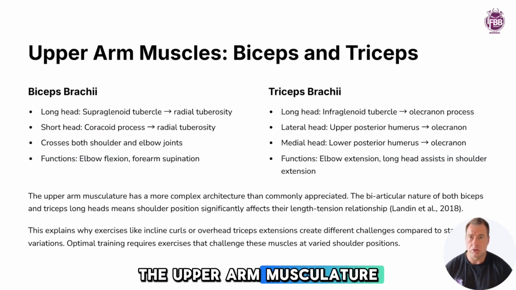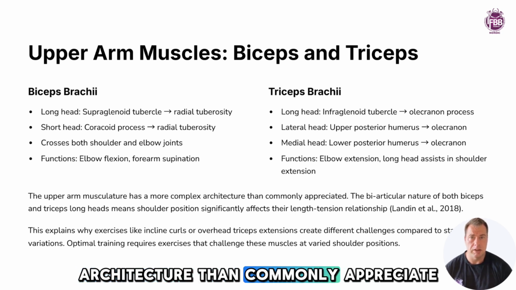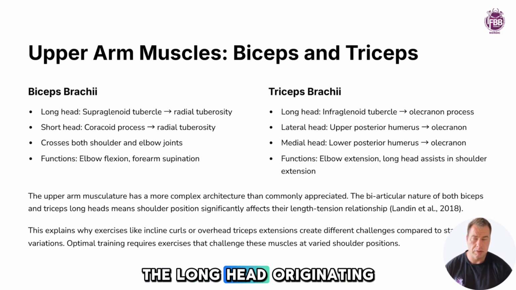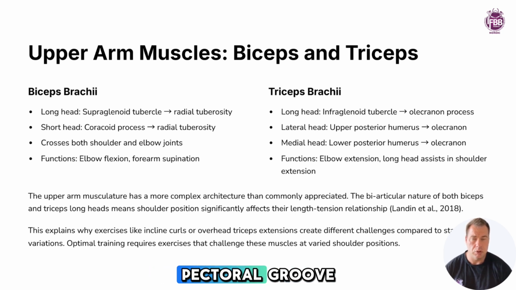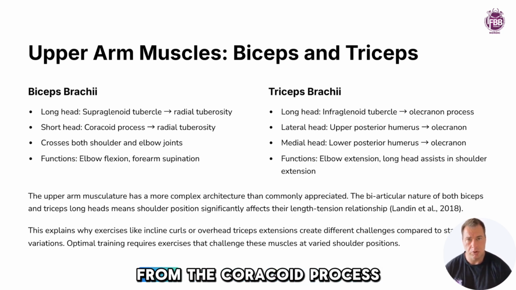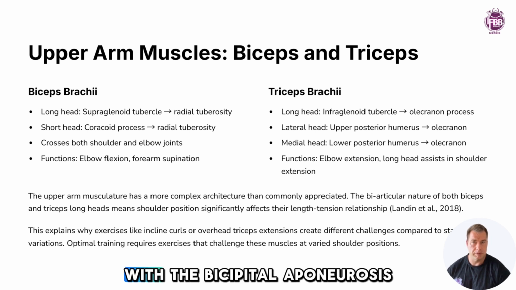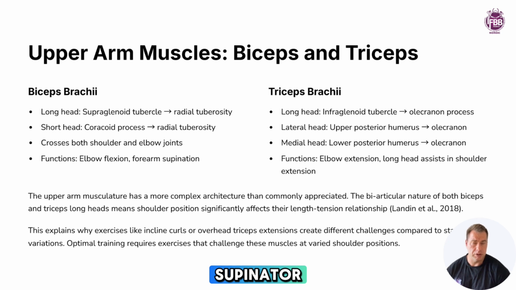The upper arm musculature has a more complex architecture than commonly appreciated. The biceps brachii has two heads, the long head originating from the supraglenoid tubercle and passing through the bicipital groove, and the short head from the coracoid process. Both converge to attach on the radial tuberosity, with the bicipital aponeurosis extending to the ulnar fascia. This makes the biceps not only an elbow flexor, but also a powerful supinator.